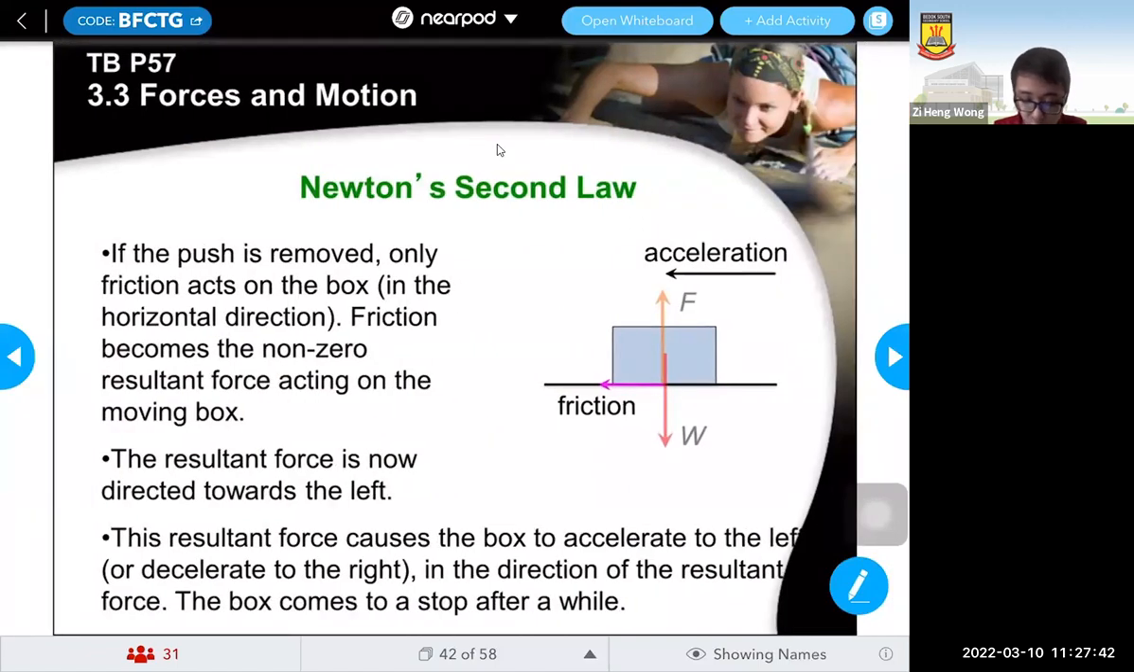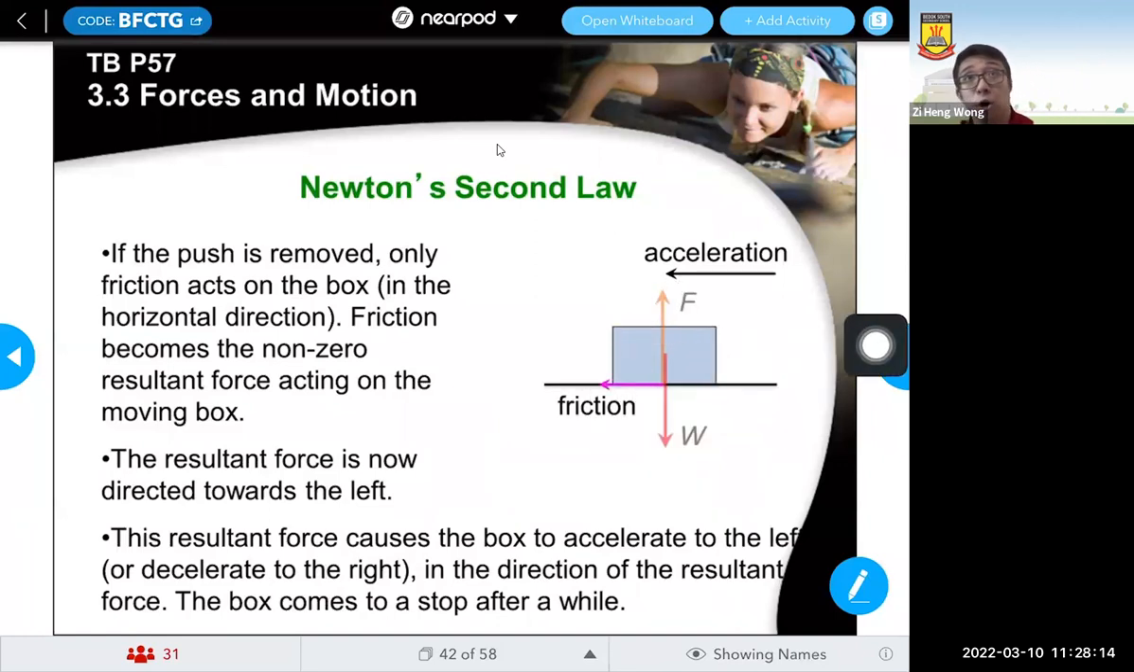Now if the push is removed, only friction acts on the box. The object is moving towards the right, so the friction is towards the left. Because the resultant force is to the left, this will cause it to accelerate to the left, or actually it means decelerate to the right. So the box is moving to the right, but it's decelerating, it's slowing down, because the resultant force is to the left. Here brings about a very important understanding.